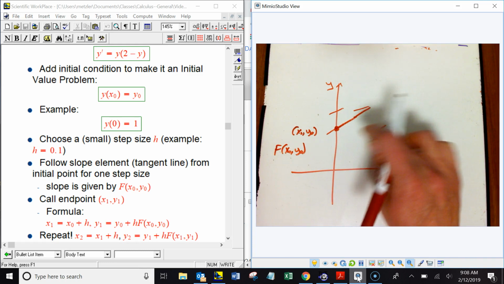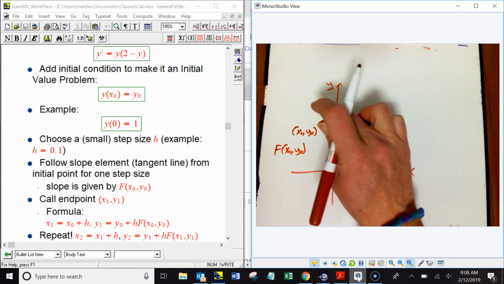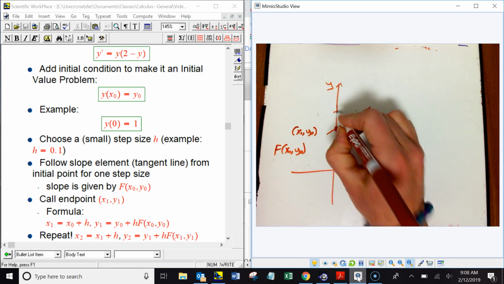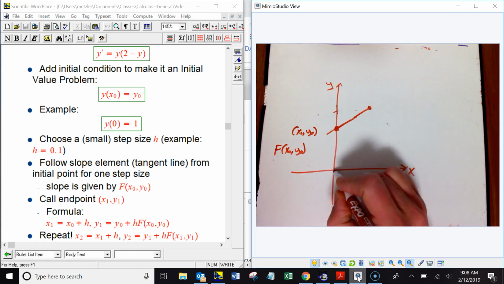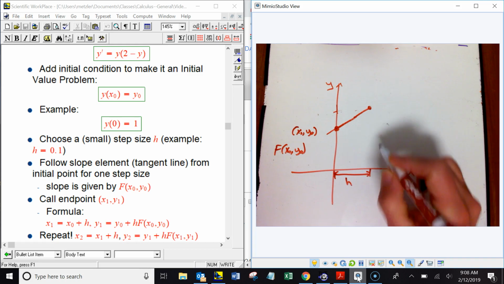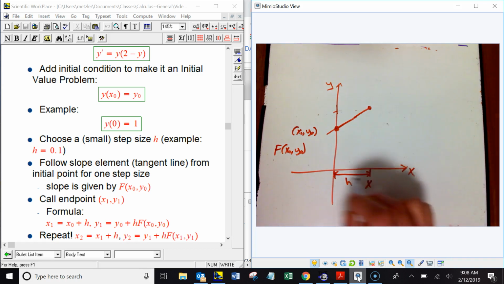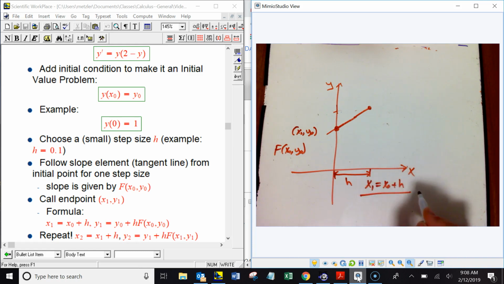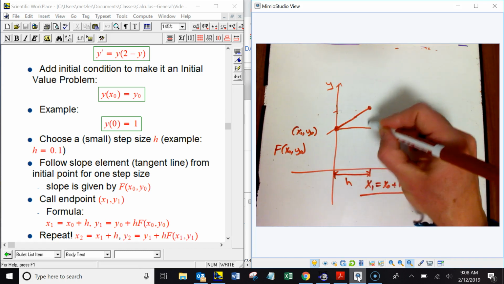Let me clear out all these other slope elements for a sec. They are still in the background. They can be evaluated. And let's say this is h. And so now we're at a new value of x, which is x1. The x values are very simple. They just step forward by h in this particular kind of method. Okay. But then what's the new y value going to be?